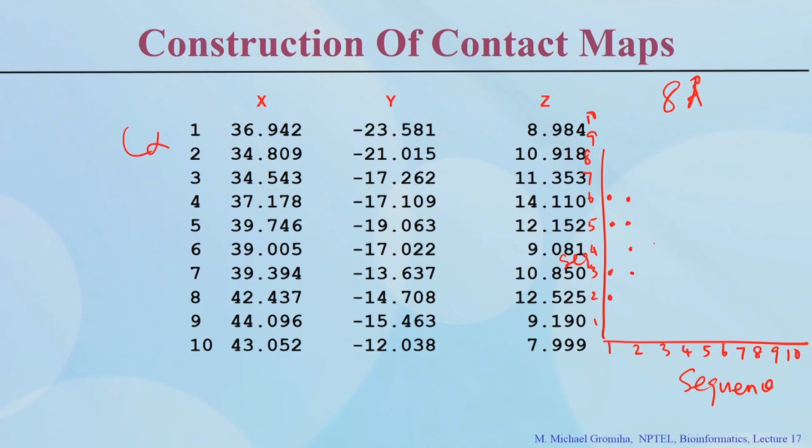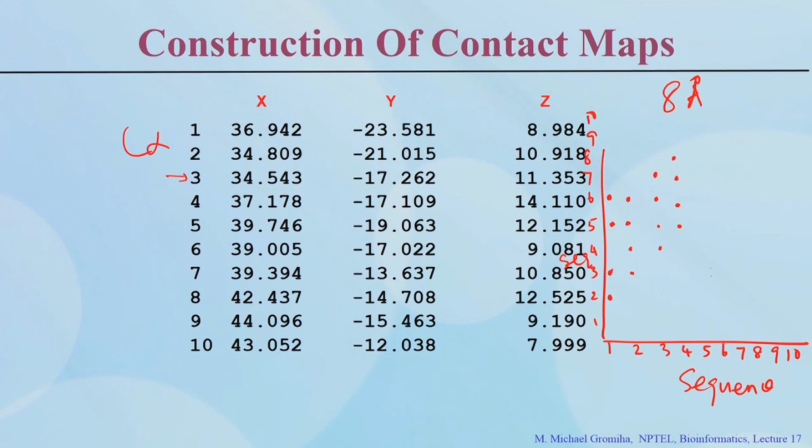Then go to 3 and 4, yes. 3 and 5, yes. 3 and 6, yes. 3 and 7, yes. 3 and 8, no. 3 and 9, no. 3 and 10, no. Then 4 and 5, yes. 4 and 6, yes. 4 and 7, yes. 4 and 8, probably yes. 4 and 9, maybe no, right. 4 and 10, no, right.